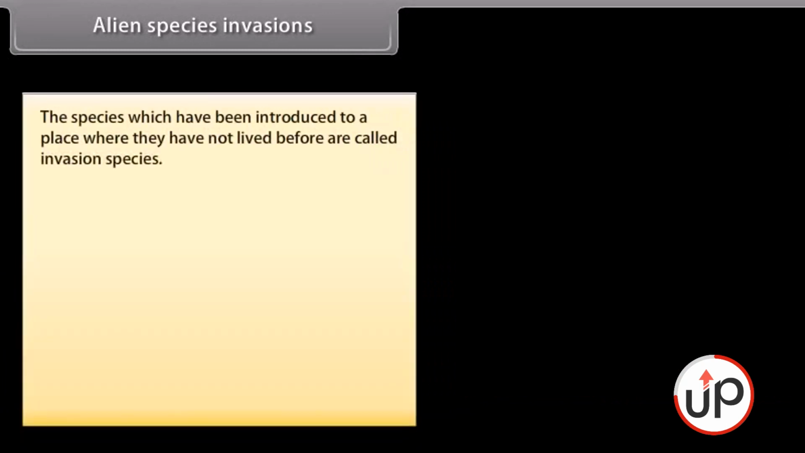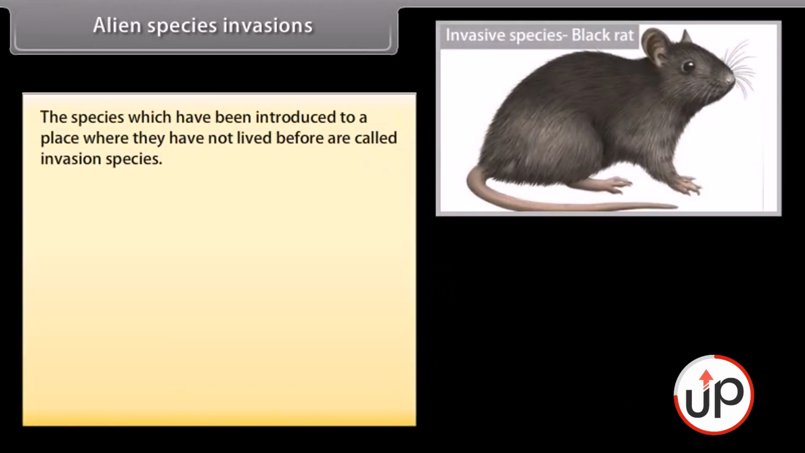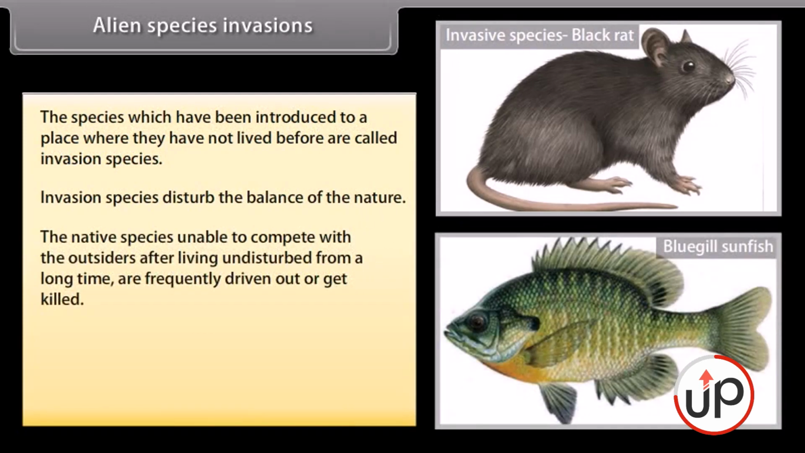Alien species invasions. The species which have been introduced to a place where they have not lived before are called invasive species. Invasive species disturb the balance of nature. The native species, unable to compete with the outsiders after living undisturbed for a long time, are frequently driven out or get killed.